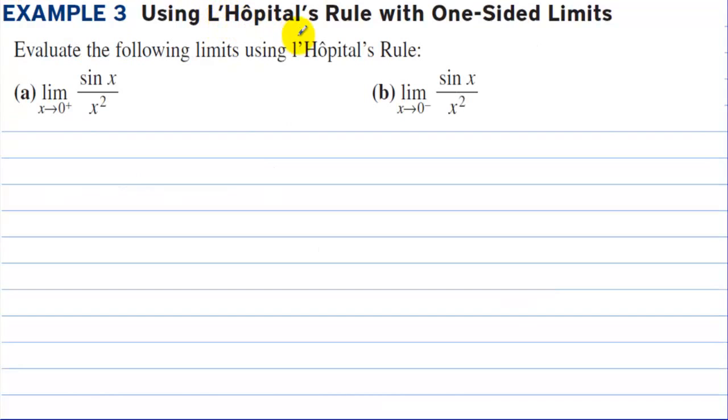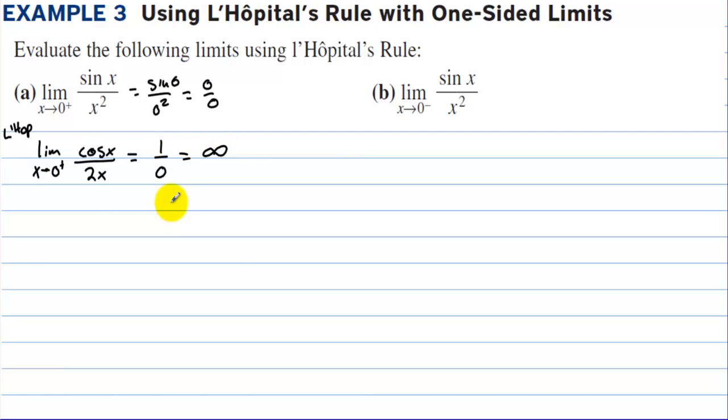Evaluate the following using L'Hopital's rule. The limit as x approaches 0 from the right of sine of x over x squared. Well, the sine of 0 is 0, and 0 squared is 0, so we get 0 over 0. Let's do the L'Hopital's rule. So we have limit as x approaches 0 from the right of cosine of x over 2x. Now when we plug in 0, we get 1 over 0, which you would think is undefined, but in this case with limits, it's actually going to be positive infinity.